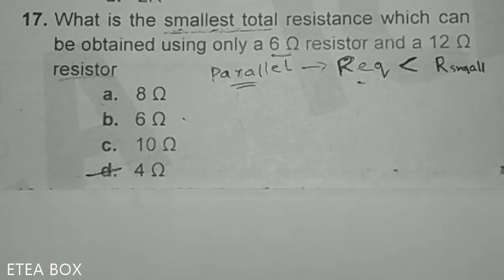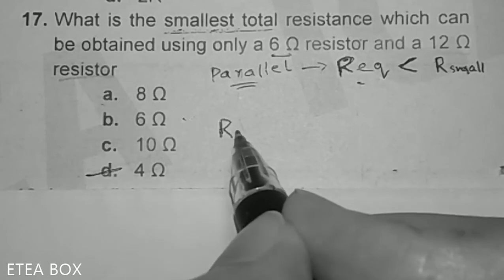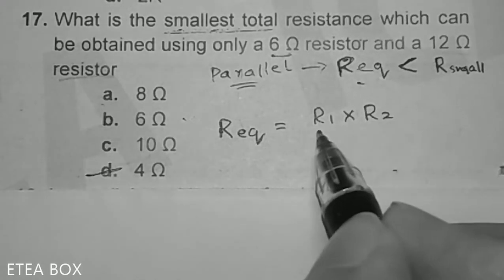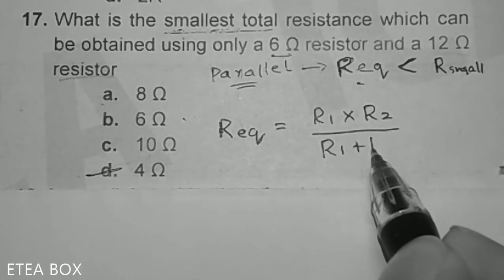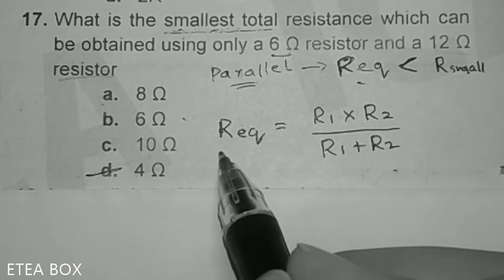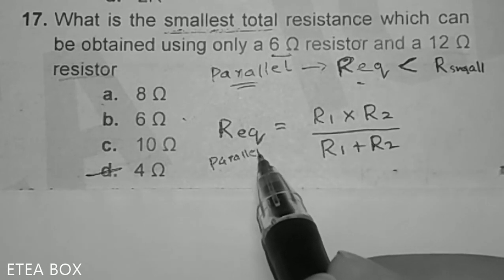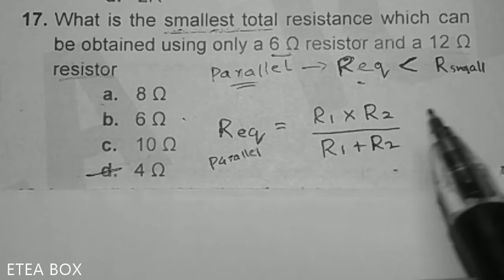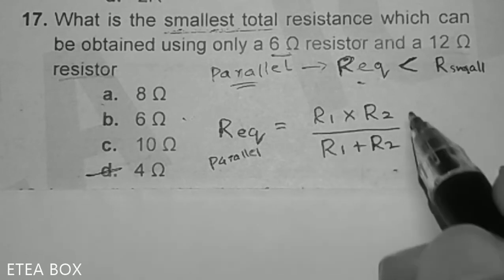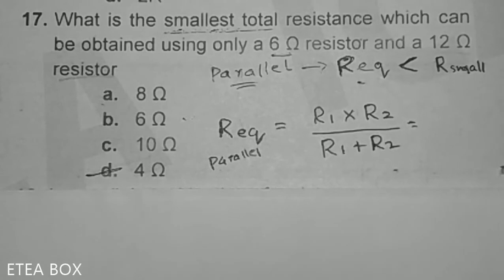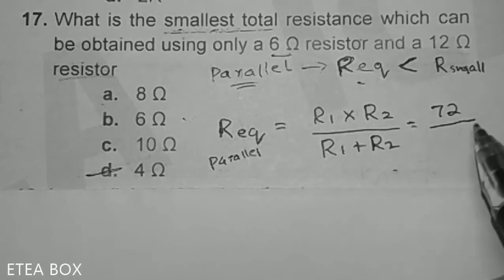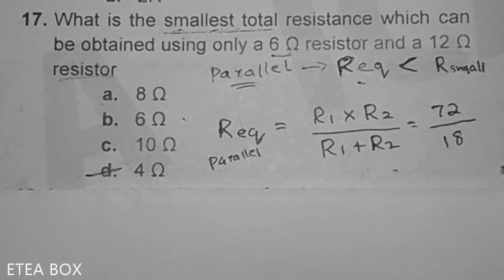Now if you want to calculate this, use this formula, R1 multiplied by R2 divided by R1 plus R2. This is for parallel. Keep one thing in your mind, that this formula is valid only for 2 resistors connected in parallel. Now look at here, 6 12s are 72, divided by 12 plus 6, which is 18. On dividing these two you will get 4 ohm resistor.